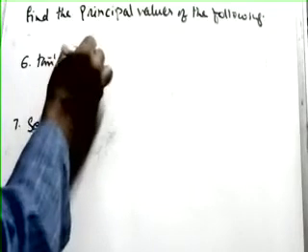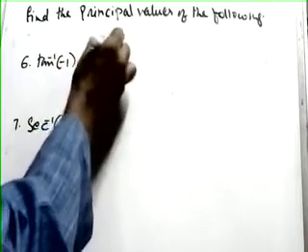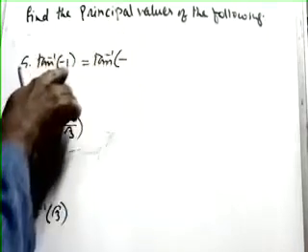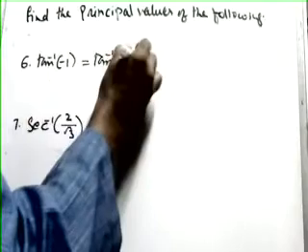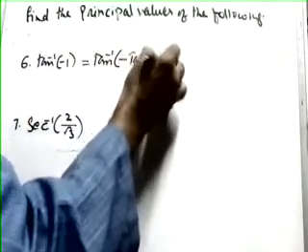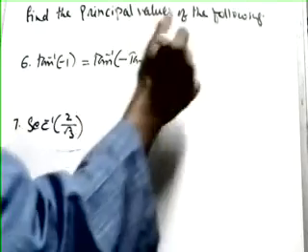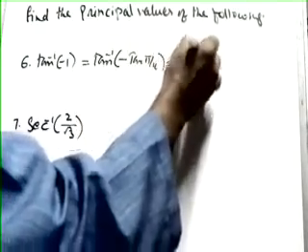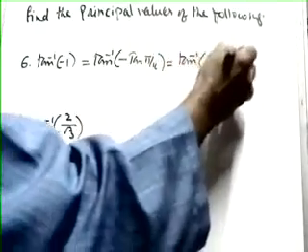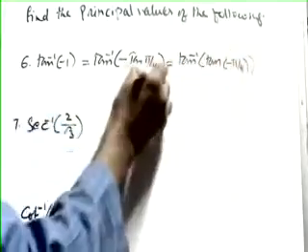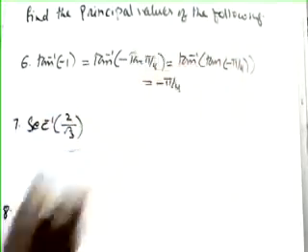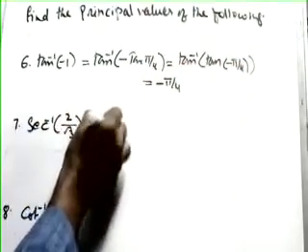See, let me continue. This one can be written as tan inverse of minus one. One is tan 45. So we can write tan 45 means pi by 4. Now minus tan theta is written as tan of minus theta. So this is tan inverse of tan of minus theta, pi by 4. So tan inverse gets cancelled. What is left here? Pi by 4.